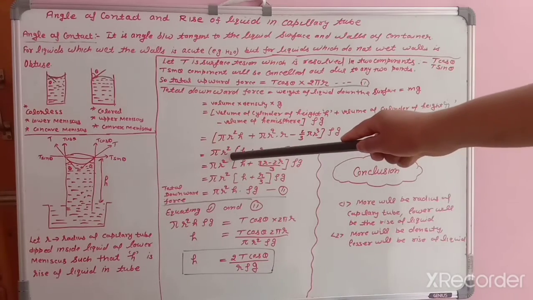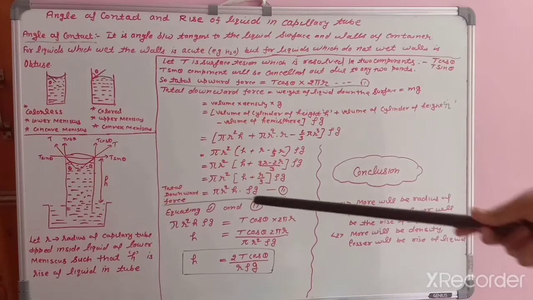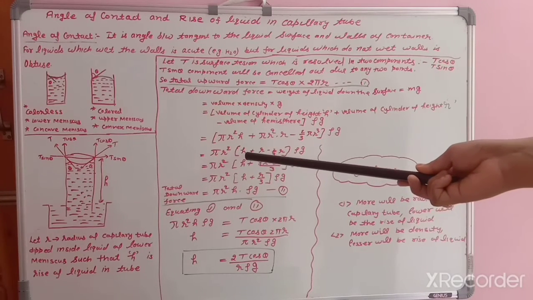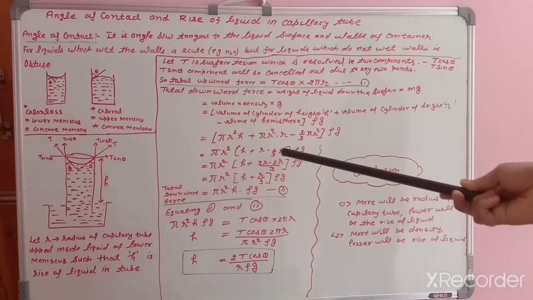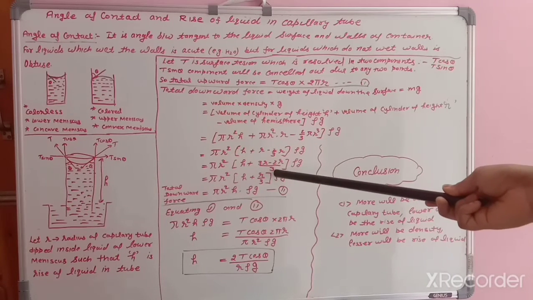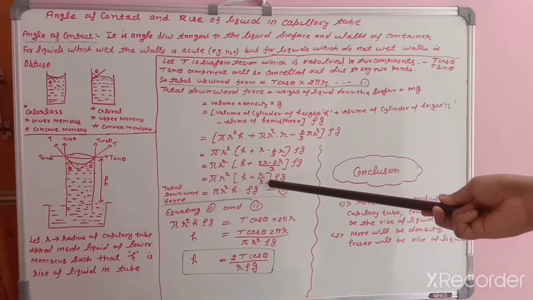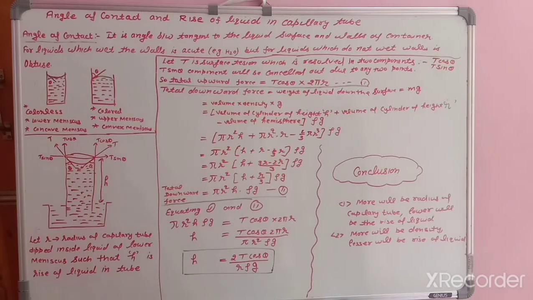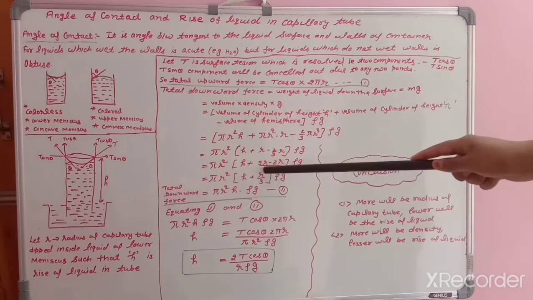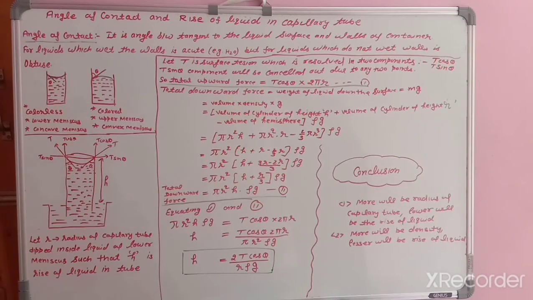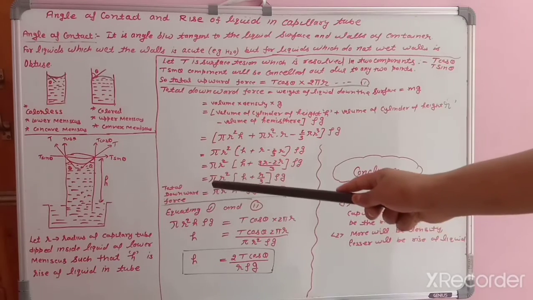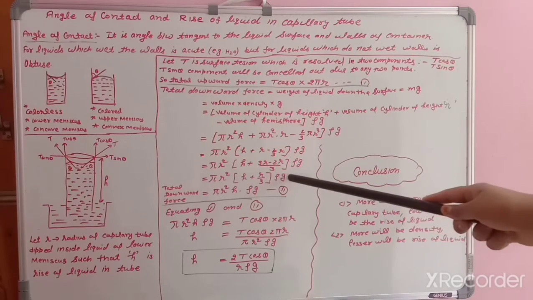Pi r square I have taken common from all, so inside: h plus r minus 2 by 3 r. Just solve this fraction. 3 will be the LCM, 3r minus 2r upon 3, so it is r by 3. Students, as I told you, the capillary tube is very fine, that means its radius is small, and a third part of the radius means very small. So this r by 3 we will neglect, we will remove it from here. Okay, so total downward force you will get pi r square h rho g.